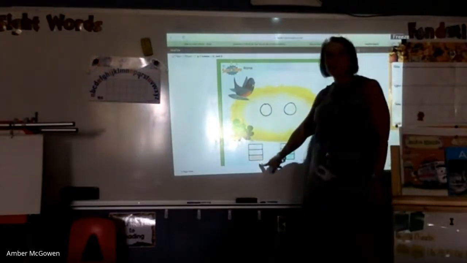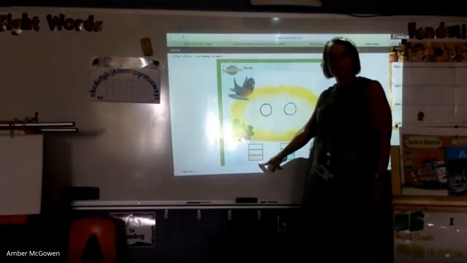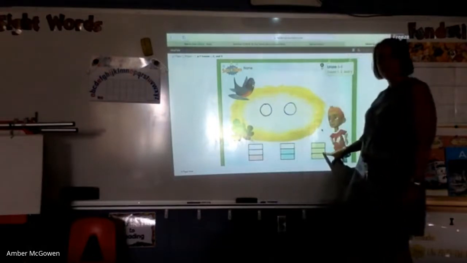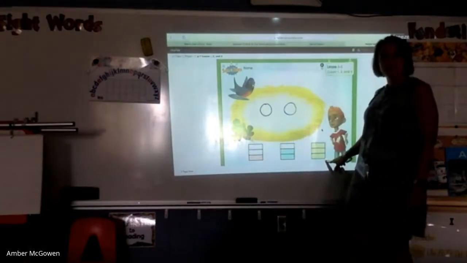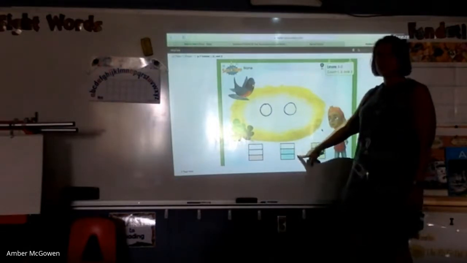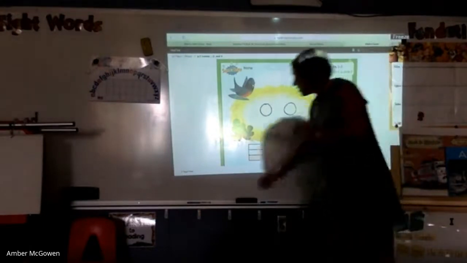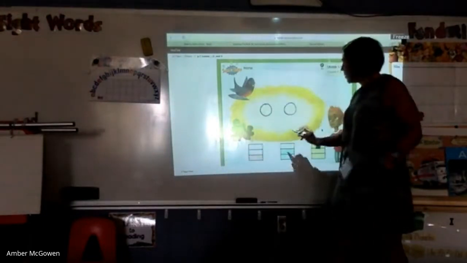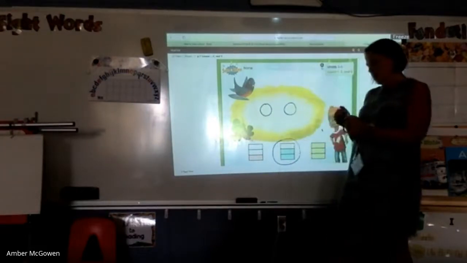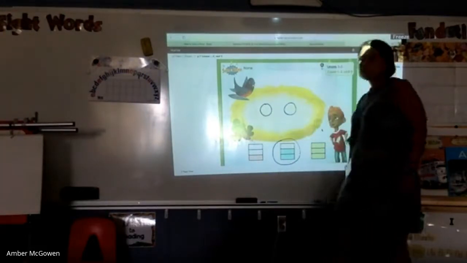How many are colored in here? 1. So is that the right one? No. How many are colored in here? 3. Is that the right one? No. How many are colored in here? 2. Is that the right one? Yes. So then you're going to take your pencil and circle the middle box.